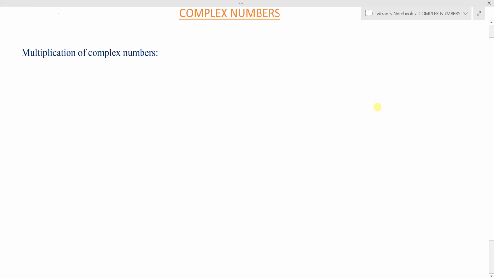Hi students, in the previous lecture we discussed how to perform the addition and subtraction operations on complex numbers, and we learned what is additive identity and additive inverse. Now we will discuss the multiplication of complex numbers.